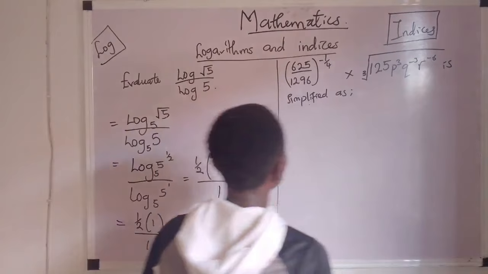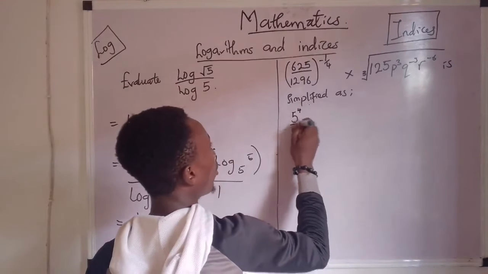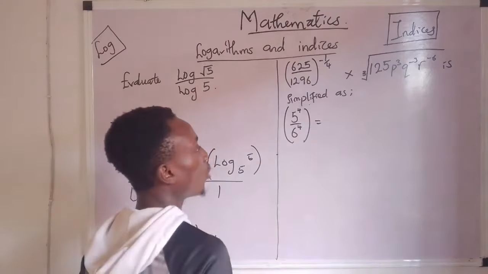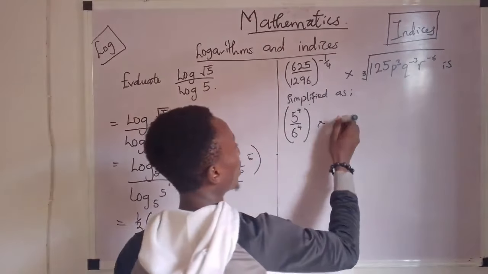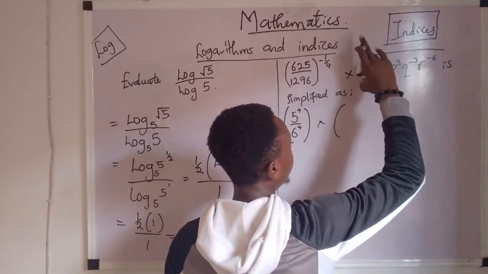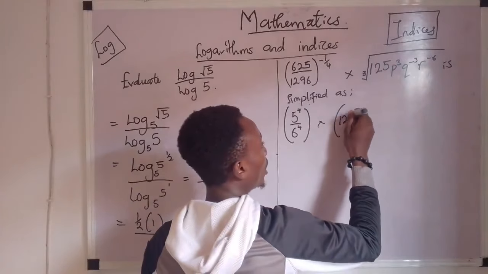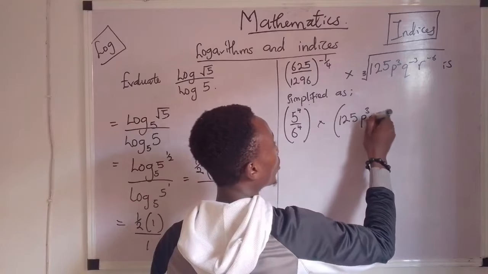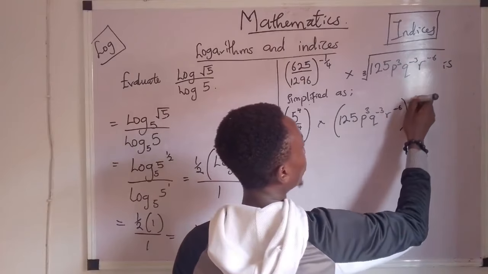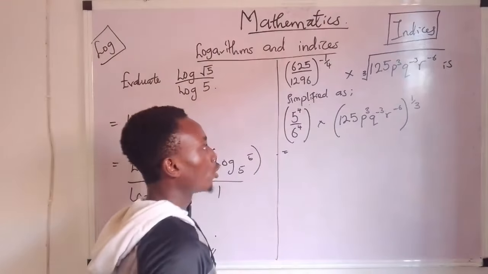If you've made your table correctly, you should have that one there. Okay. Now, replace this with 5 raised to power 4 over 6 raised to power 4, which will be multiplied by, write all this down. This particular cube root affects everything inside here. So you can safely say that this is 125 p cubed, 2 raised to power minus 3, r raised to power minus 6, raised to power 1 over 3.